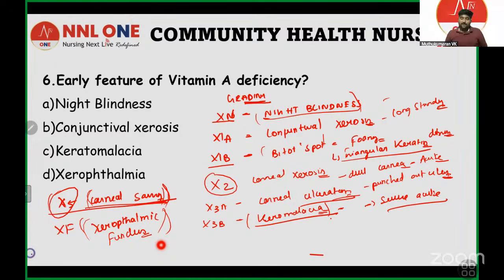Okay, so what is the dosage? If they ask where we are going to give 2 lakh and where we are going to give 1 lakh, that is the important thing you should know. If it is an infant, 1 lakh. If it is more than 1 year, then it is 2 lakh. It is simple. Every 6 months we are going to give 2 lakh international units.